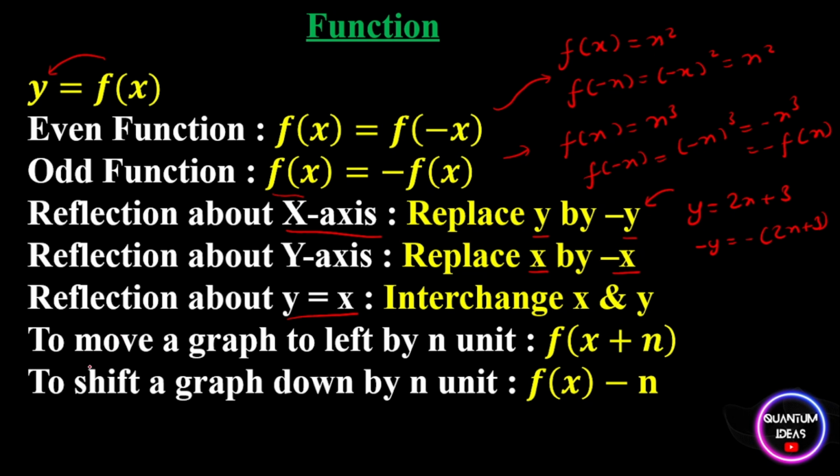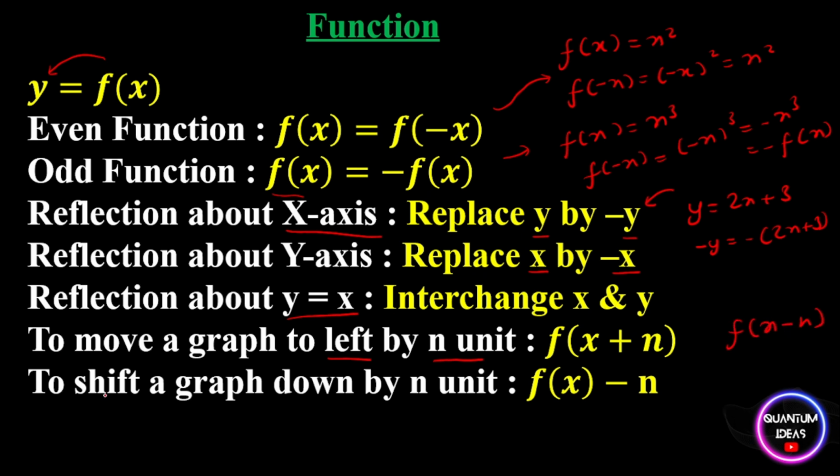Okay, to move a graph to the left by n units, you simply add n units. Since it is saying left, you have to add; if it said right, you have to add minus. So you have to be careful here. So f of x plus n moves it left, and if the question was asking us to move a graph to the right, then this will be x minus n.